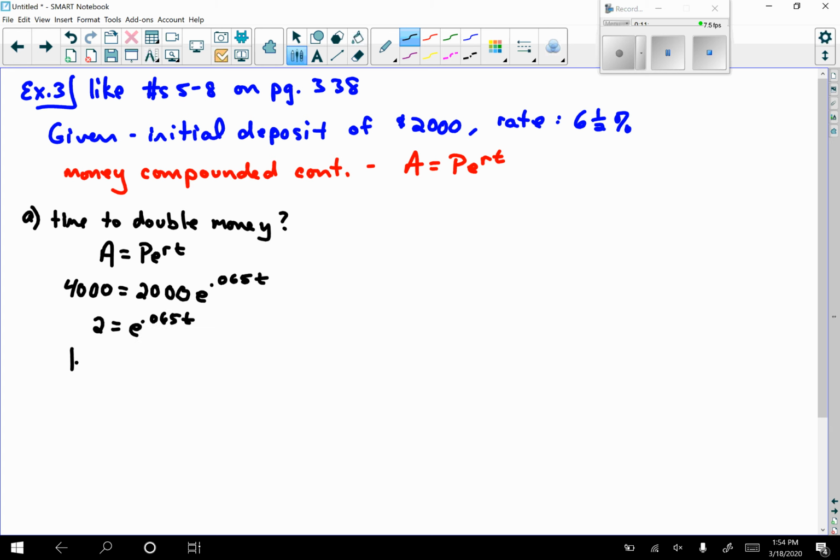Take the natural log of each side. So the natural log of 2 is equal to 0.065t. First, we're going to write this as an exact value, so t is exactly equal to the natural log of 2 over 0.065, which is approximately, go ahead and type this into your calculator, pause the video.